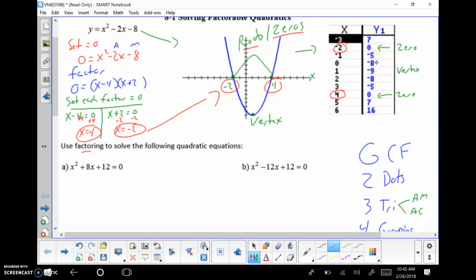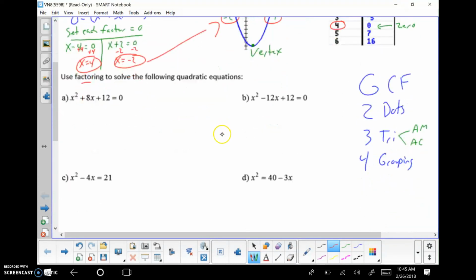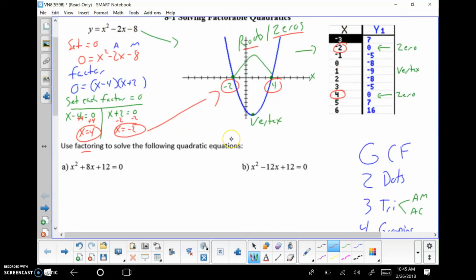They have y values of 0. We set our factors equal to 0 to get them. But that's what we're actually doing here. For all these questions, when we factor them and solve them, what we're actually finding is where these graphs cross the x-axis, the roots, which are the x-intercepts of the functions. So that's what we're doing.